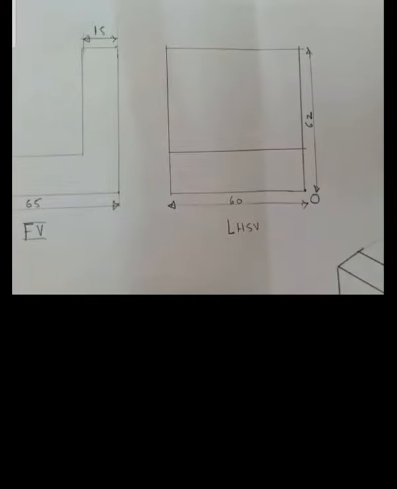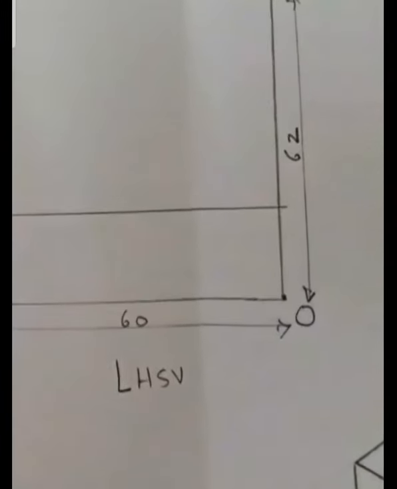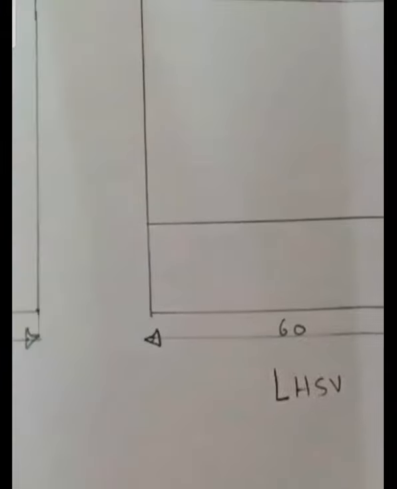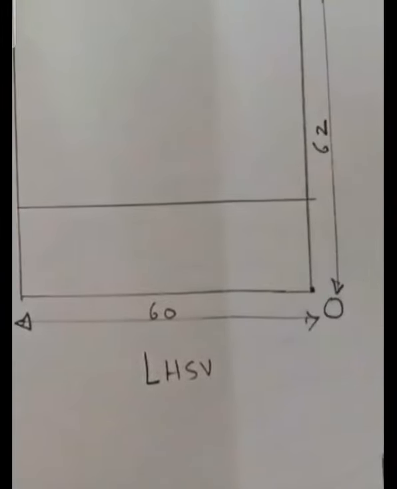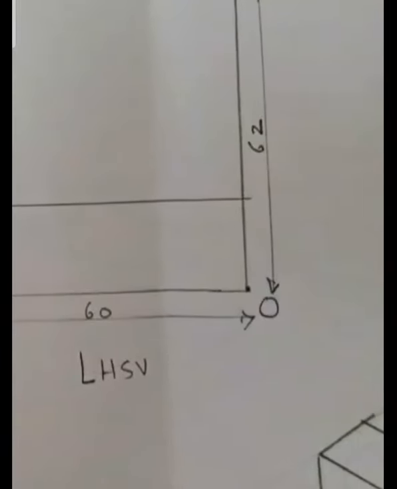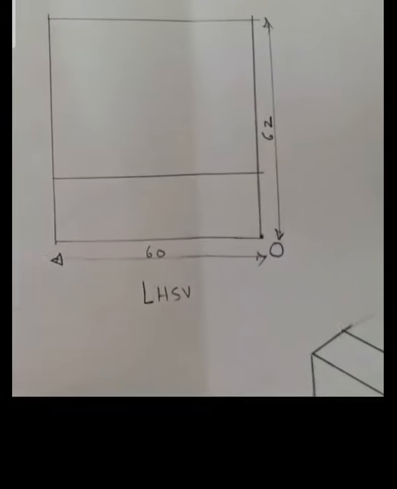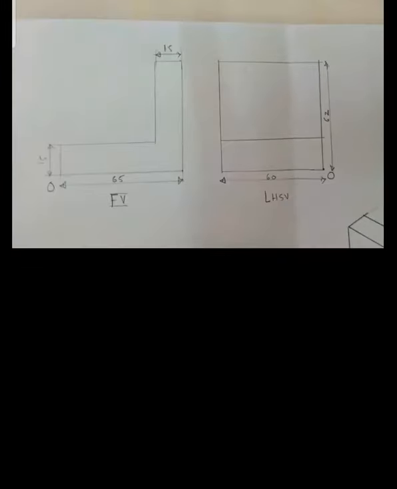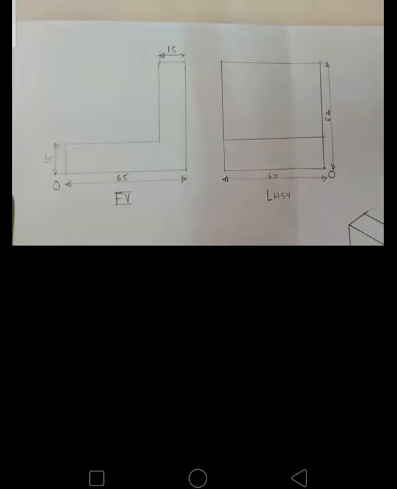Then, what is the height of the object? Height of the object is given as 62 mm. And what is the width of the object here? Width of the object is given as 60 mm. Fine. You are halfway through, because you have found the dimensions of the object. So length is 65, width is 60, and height of the object is 62 mm. I have written them here. Now we'll see how to convert the 2D view into the 3D view.